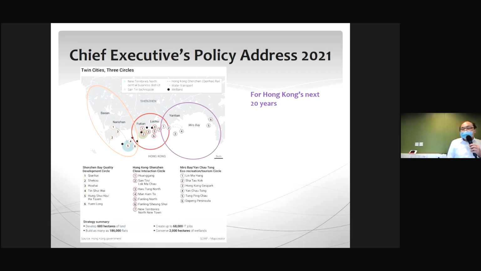Now, Hong Kong is going to implement the twin cities, three circles, as stated in the Chief Executive's Policy Address 2021, to integrate with Shenzhen. We have a main job to do in the next 20 years: to develop 600 hectares of land along the border between Shenzhen and Hong Kong. So it involves a lot of areas. And it so happens my company has a lot of land in that area. So this topic is related to my company.